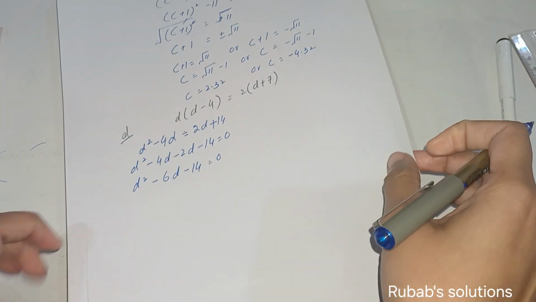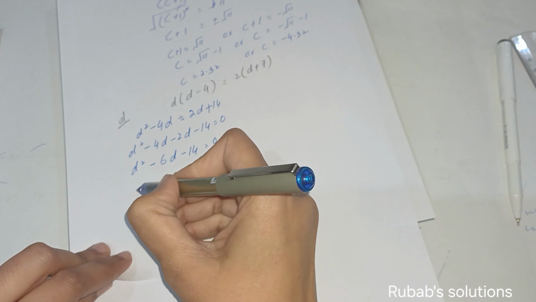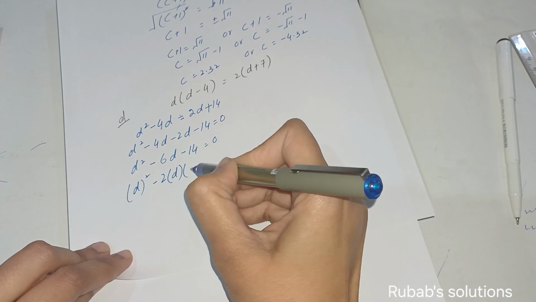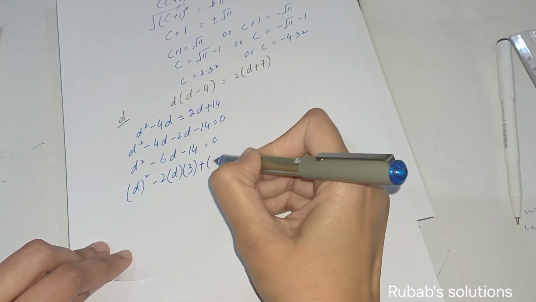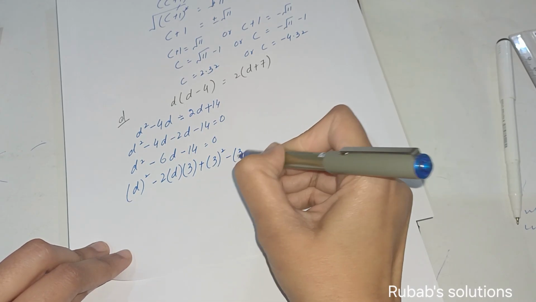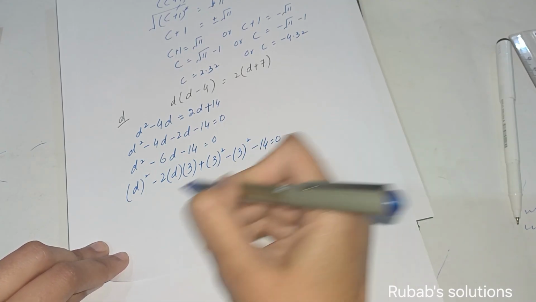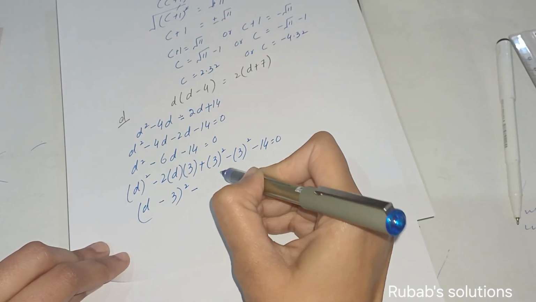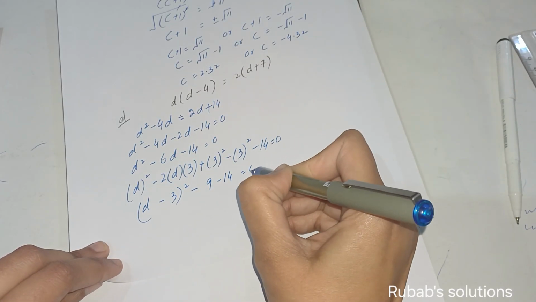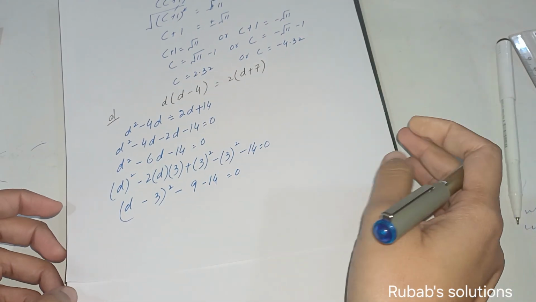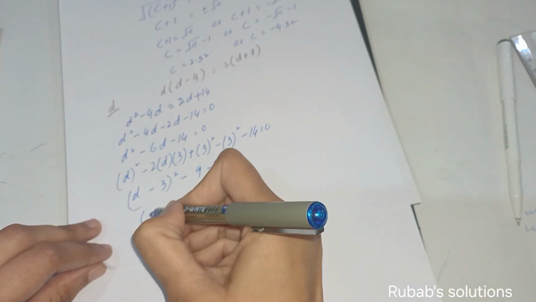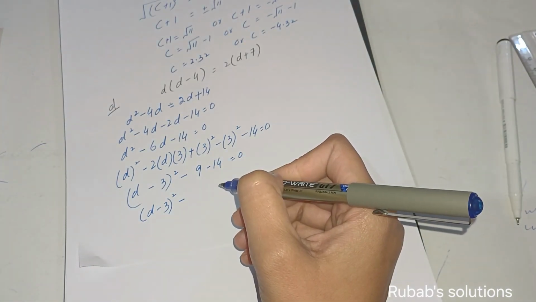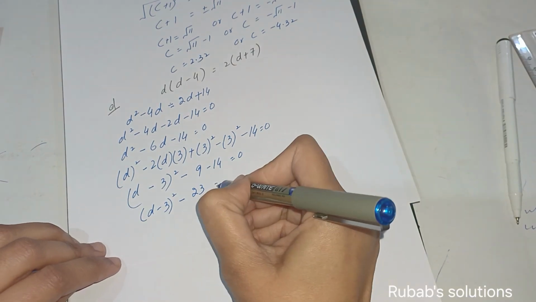Again, I cannot apply the AC method, I wish I could. So d minus 2ab, where b is 3; to make it 6, I have to multiply it with 3. So the square of 3 I have to add and subtract, minus 14, equal to 0. From these three terms I get (d minus 3) whole squared, and from here minus 9 minus 14, equal to 0. So it will be (d minus 3) whole squared minus 23, equal to 0.